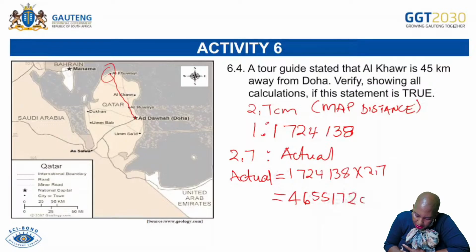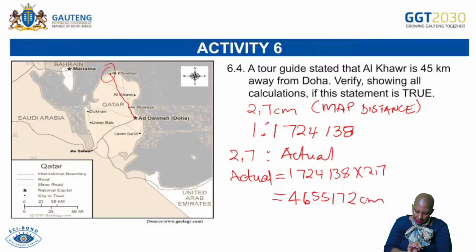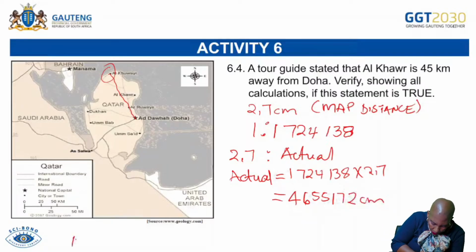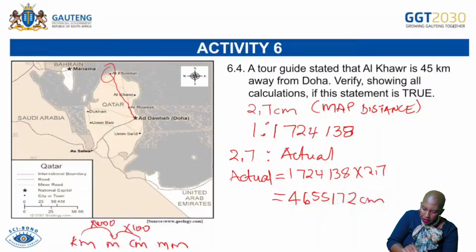But this answer, it is in what? It is in centimeters. And now I have to convert the centimeters to kilometers. Kilometer, meter, centimeter, and millimeters. When I convert from kilometer, multiply by 1,000, I multiply by 100, and this was in centimeters.